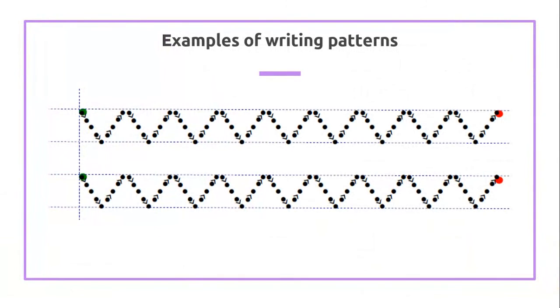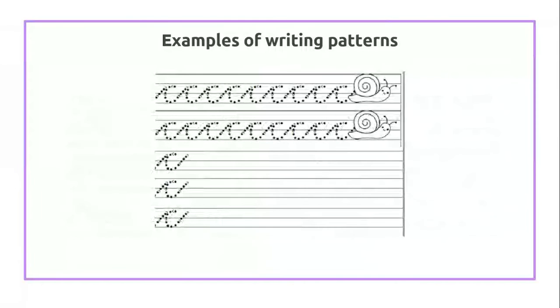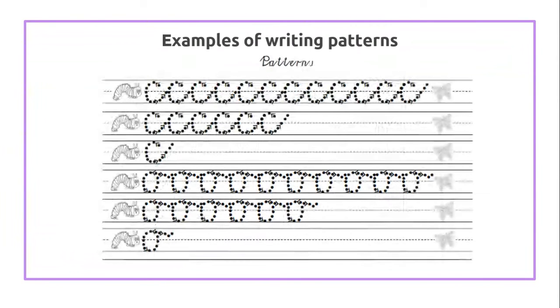Here is an example of a writing pattern. So you can think about what letter this would be good for. Here is another example of a writing pattern that would suit a specific letter. Here's an example of a more creative design where it actually looks like a little snail trail. And here's another cute design where there's a caterpillar and through the little patterns it turns into a butterfly. So you can really be as creative as you want to.